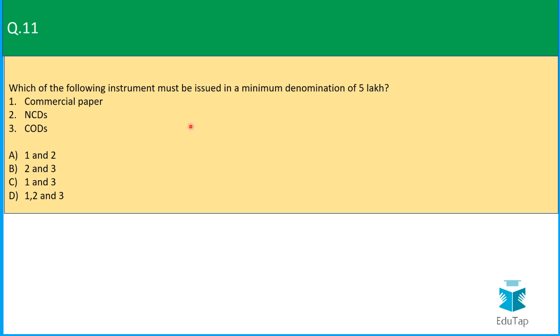Which of the following instruments must be issued in a minimum denomination of 5 lakh? Your options are commercial paper, NCDs and CODs, and there is a combination of these in options A, B, C, D.